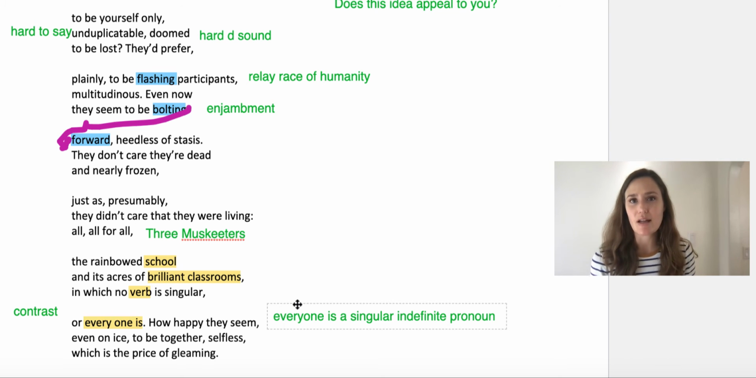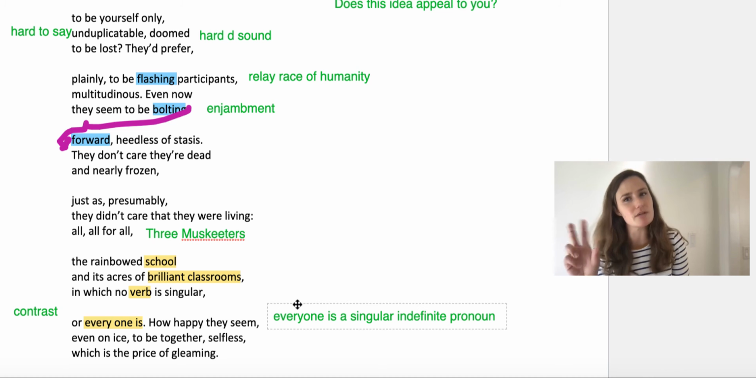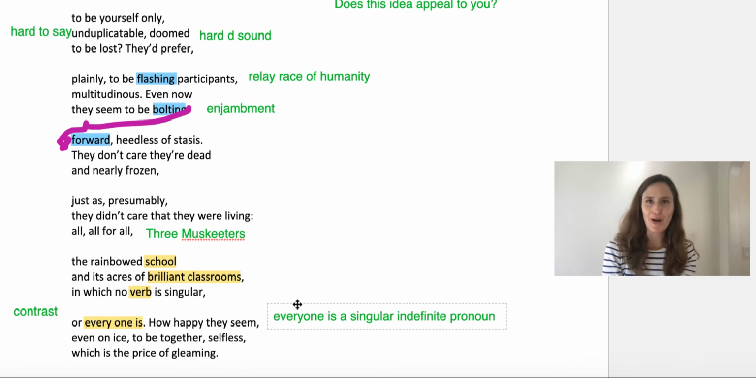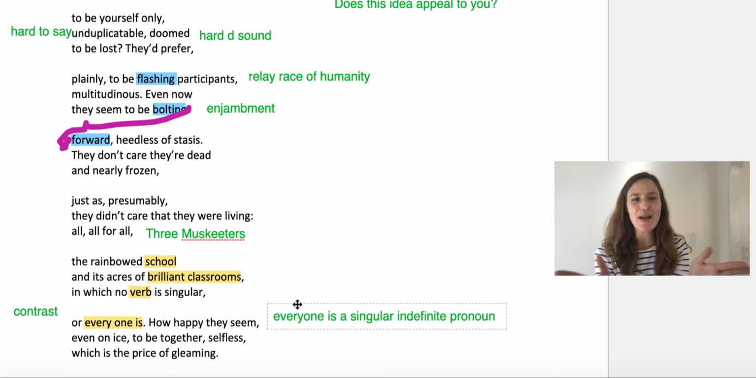Now, obviously the spelling is different, but since we were just talking about fish acting as a unit, when we see that word school spelled differently, we can't help but think of a school of fish. Classroom, same thing. No verb is singular, or everyone is. So it's sort of this either or. It seems like those two things couldn't be farther apart, and yet they're kind of the same.